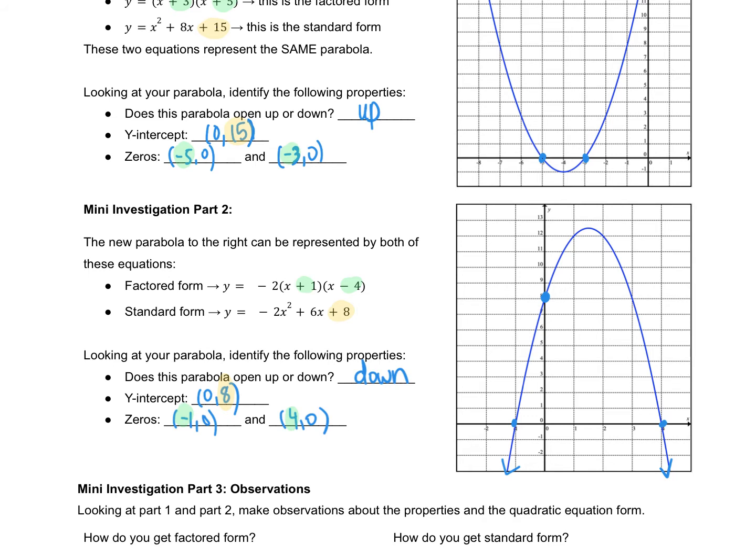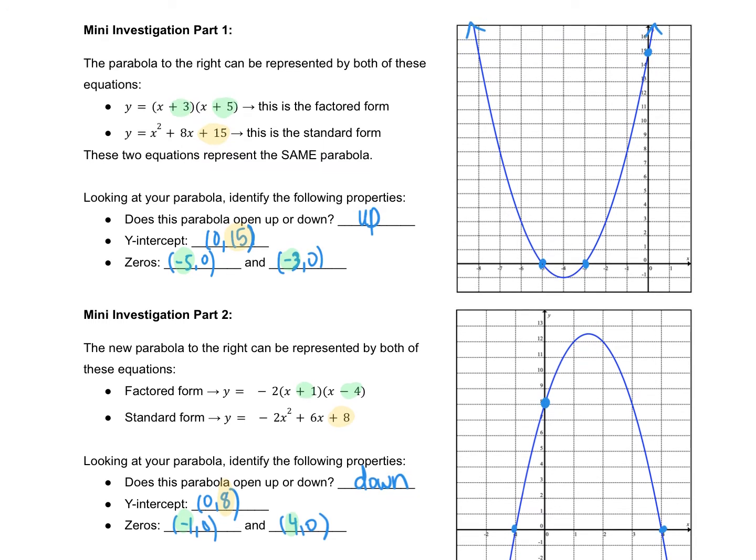Now, in terms of the direction of opening, one of them opened up, one of them opened down. And the special feature here, which we have seen before, is the fact that the coefficient of x squared in the second one was negative, which made it open down, and in the first one it was positive, which made it open up. So I'm just going to highlight that as well. So the up came from the positive 1 here, and the down came from the negative 2.